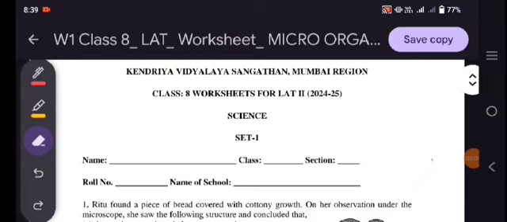So today we are going to discuss the LAT examination 2 science question paper. This is an example, or you can say a practice question paper, from Mumbai region. It refers to NCERT, so you can refer to it for your examination too. As we all know, LAT stands for Learning Achievement Test, and it is held for classes 3rd, 5th and 8th to see their academic achievement. Okay, so let's get started.